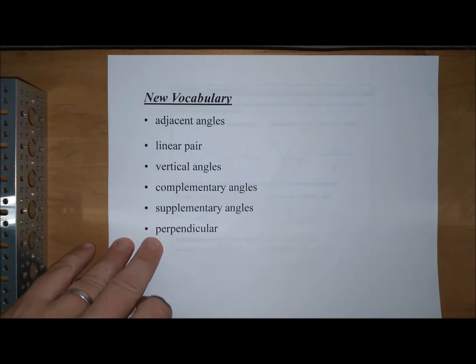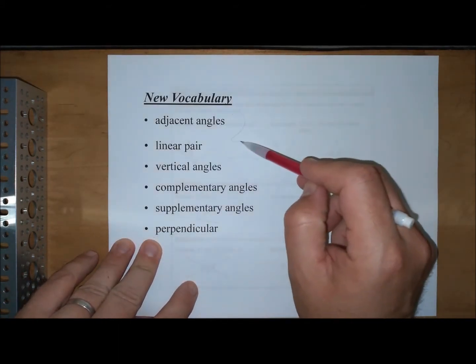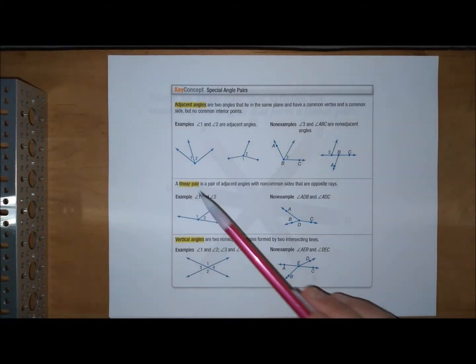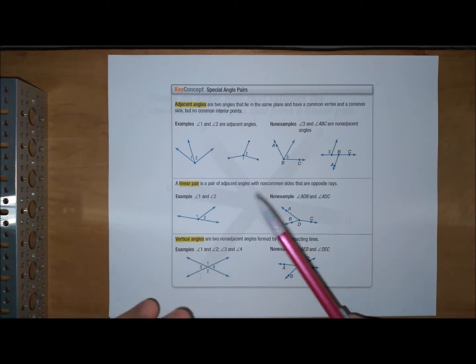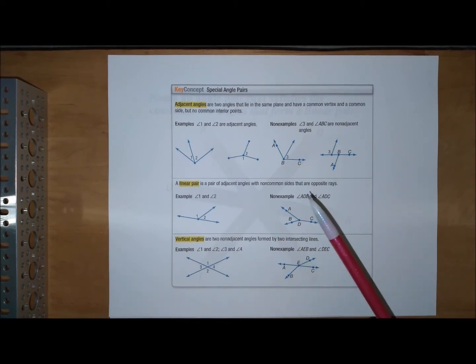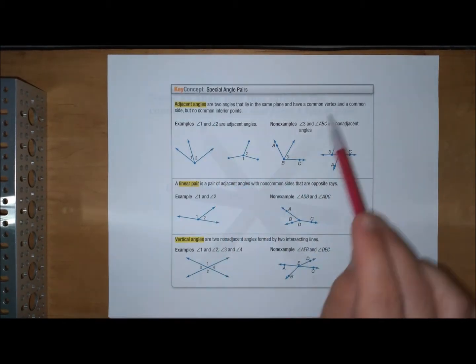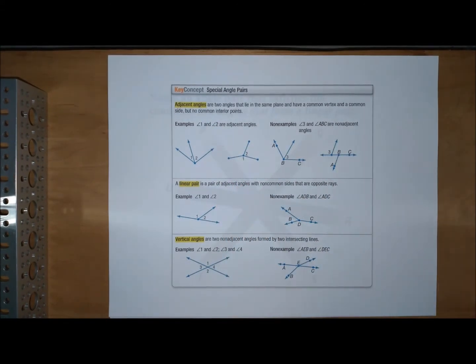Let's start with these guys right here. Adjacent angles are two angles that lie in the same plane and have a common vertex and a common side, but no common interior points. Okay, what does that mean? That is a mouthful. Well, let's just look at it visually.